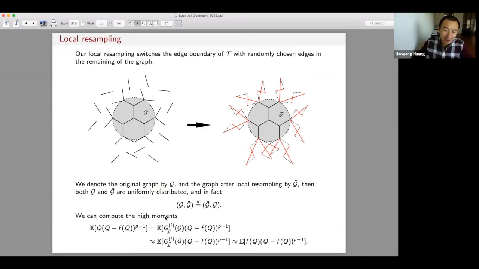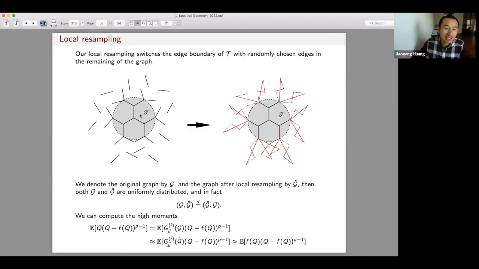And next, using this exchangeability, we can replace this G by G tilde. This will introduce some error, but the error turns out to be small. We can control the error. And now we can integrate out, going from G to the G tilde. We have the extra randomness, so we just randomize the boundary edges.